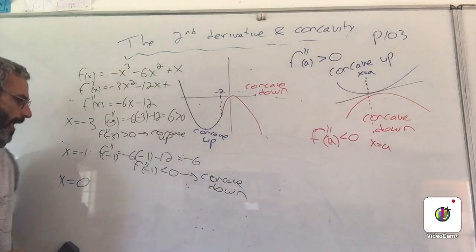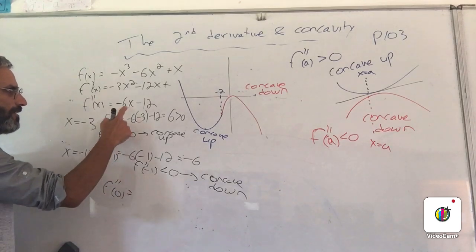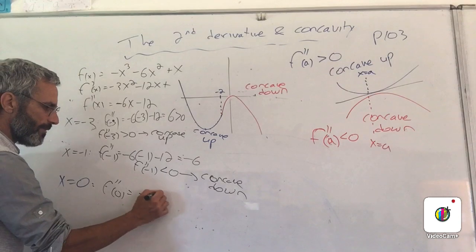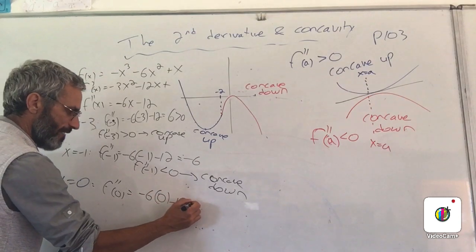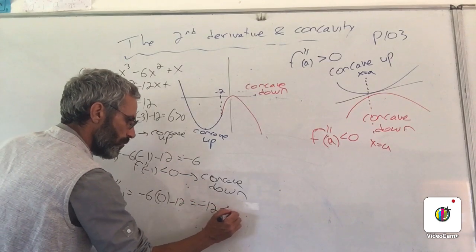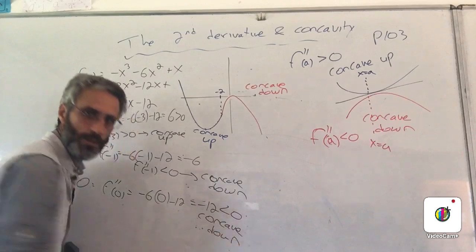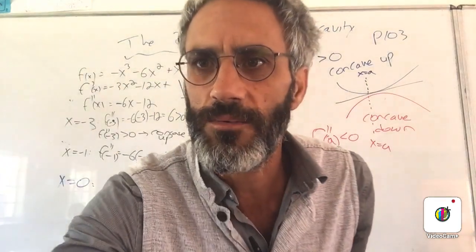And if I assess the second derivative at 0, it's going to be minus 6 times 0 minus 12, which is definitely smaller than 0. It's equal to minus 12, which is smaller than 0. Again, concave down. Okay? Alright, let's just see if you're alright with that.